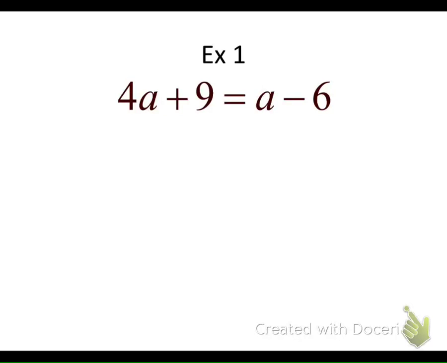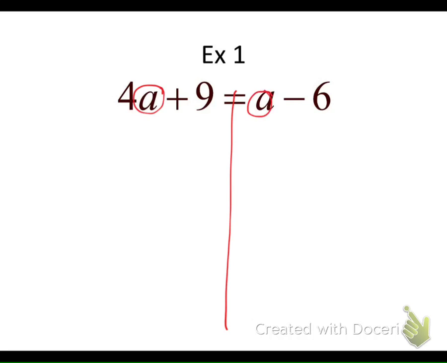We're gonna do example 1, then we'll go to that part. So example number 1, 4a plus 9 equals a minus 6. There you go, 4a plus 9 equals a minus 6. So we're going to set it up the same way that we do every single time. Draw our line, circle our variables.